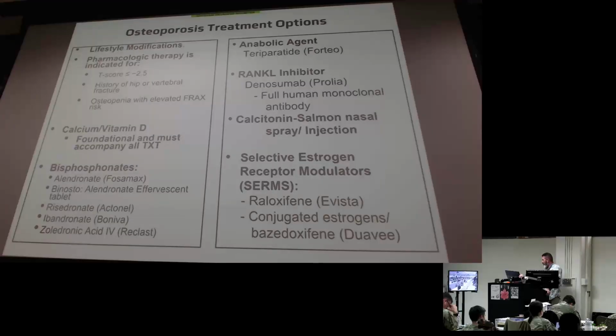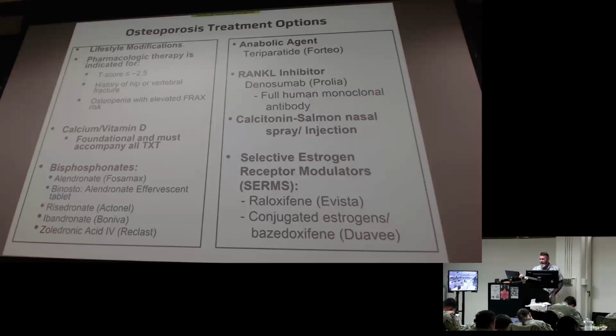There's also a risk stratifier known as FRAX. That's what you see on the third bullet. So you can have not quite the T-score for osteoporosis, but a T-score for osteopenia, and you have an increased risk by that questionnaire, the FRAX questionnaire. We'll start pharmacological treatment there too. So know the reasons why we start pharmacological therapy. But don't forget the first bullet, lifestyle modifications. Very important adjunct here, weight-bearing exercise, those kinds of things to strengthen the bone. We'll get more in depth when we go through each of these options for treatment.